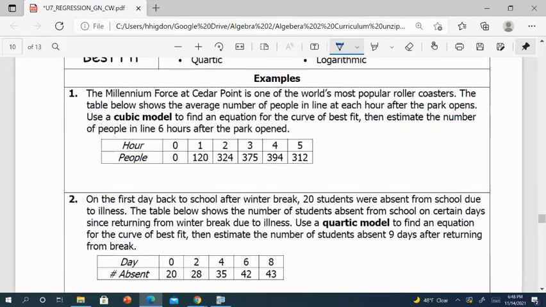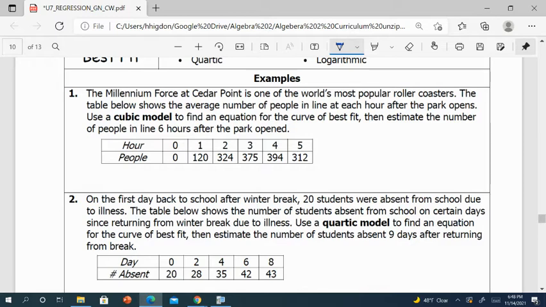So looking at our first example, it says the Millennium Force at Cedar Point is one of the world's most famous roller coasters. The table below shows the average number of people in line at each hour after the park opens. Use a cubic model to find an equation for the curve of best fit, then estimate the number of people in line 6 hours after the park opens.